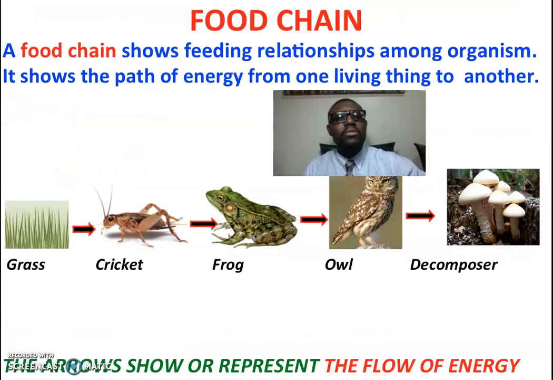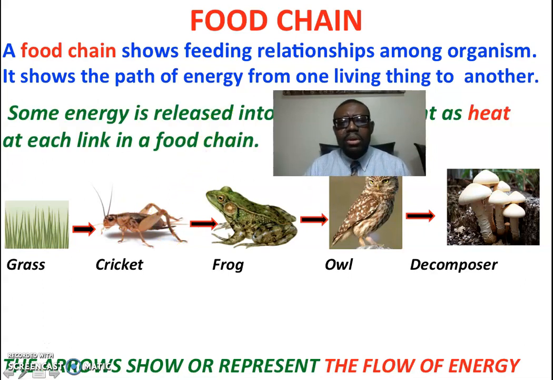So now let's look at the food chain. A food chain shows the relationship among organisms. It shows a single feeding relationship, a path of energy from one living thing to the next. So this means that the energy is going from the grass to the cricket. The energy is going from the cricket to the frog. That means that the frog eats the cricket. We should remember that the arrows represent the flow of energy.